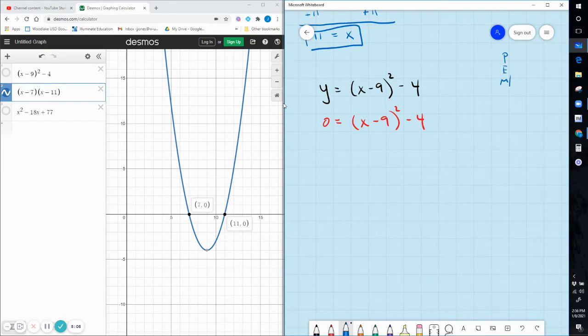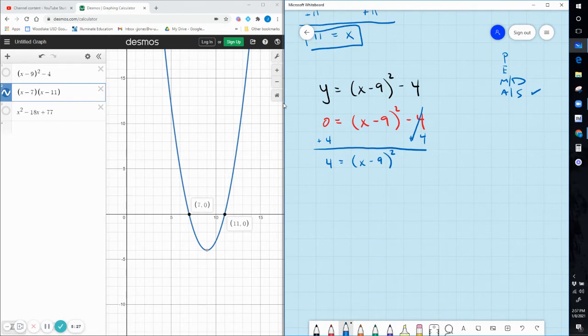Whenever you solve an equation, you have to work in reverse PEMDAS. So take care of all addition and subtraction first. So go ahead and add 4 to both sides. Okay, this cancels. You get 4 equals (x minus 9) squared.